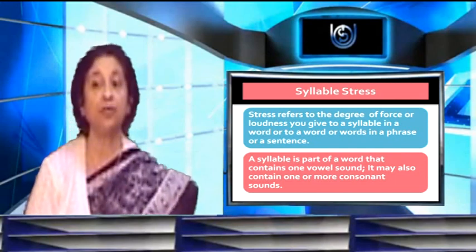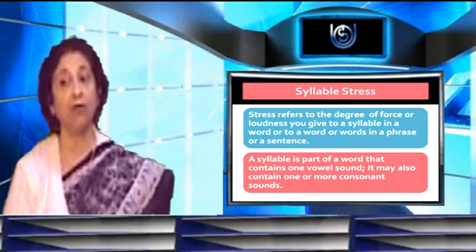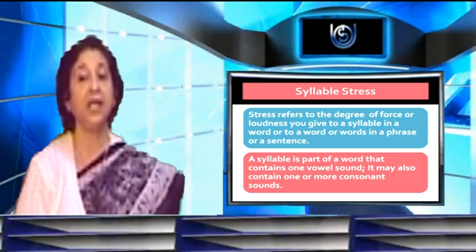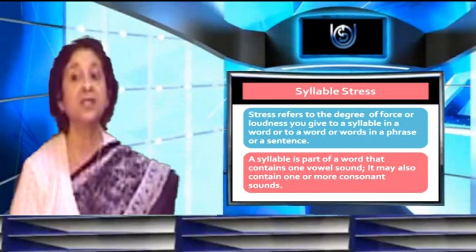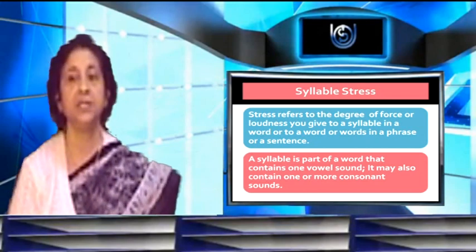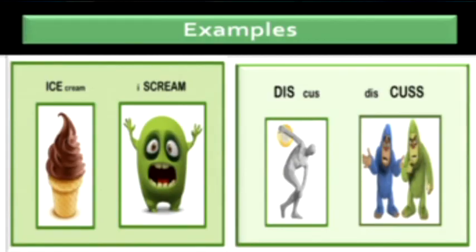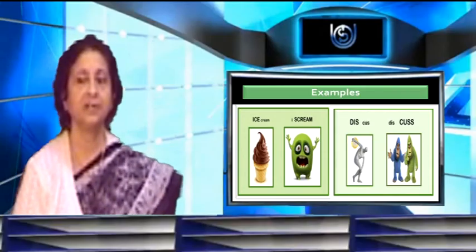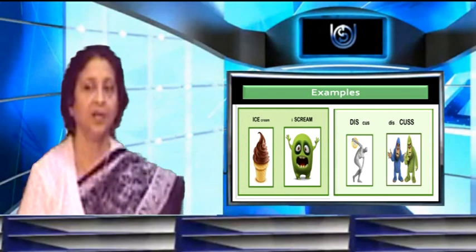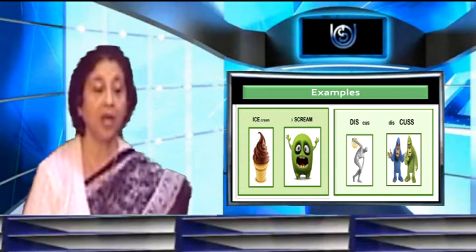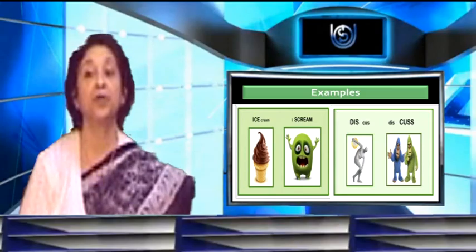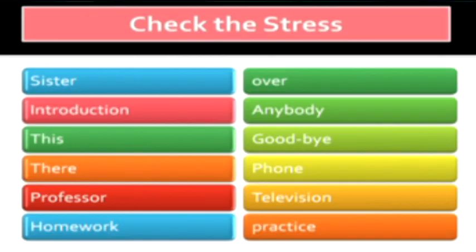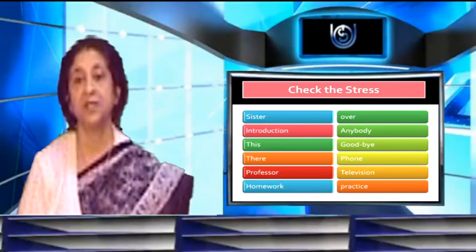A syllable is part of a word that contains one vowel sound. It may also contain one or more consonant sounds. How is it? Just see the example. Ice cream, discuss. Now, discuss is one word, but how do you put stress when you pronounce it? Now, check the stress over here. These are a few examples in front of you, and you just see how we pronounce it.